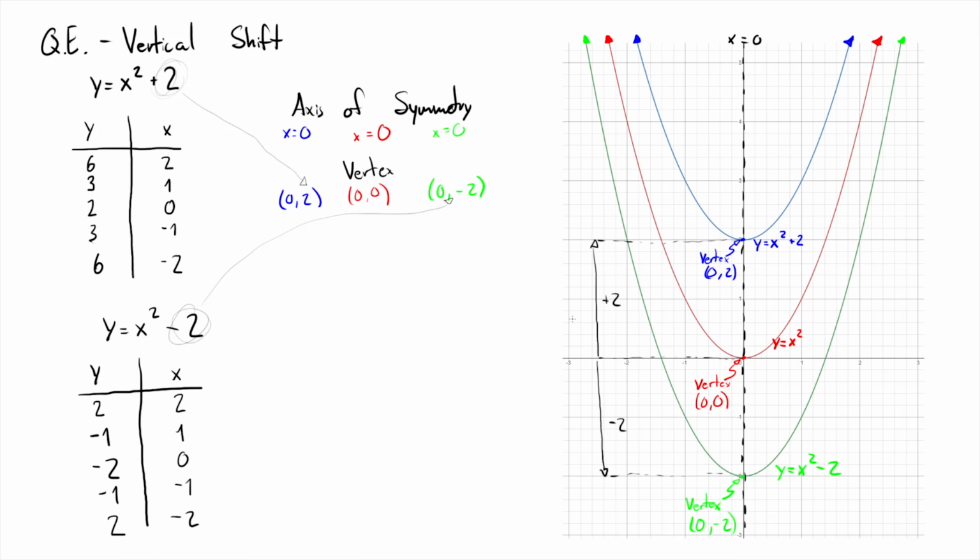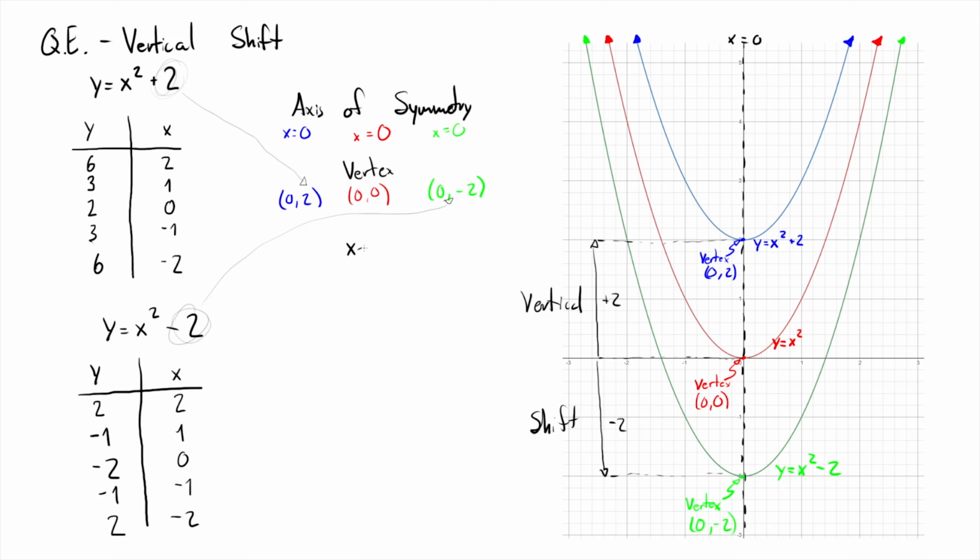So this is this plus 2 and minus 2. This is your vertical shift, either upwards or downwards. But there's other things that we can talk about with these equations. For example, the x and the y-intercepts.